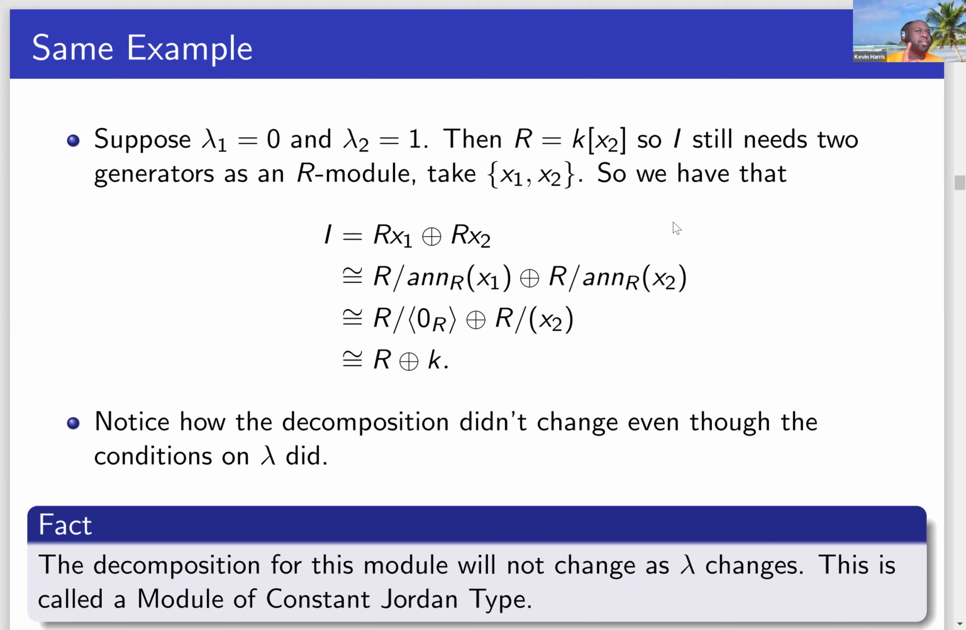Now, those modules are great, they're really cool, but for our research, me and my advisor, we like to look at modules where they don't have constant Jordan type. We like to look at the ones that do change all the time, because then determining those conditions on what lambda has to be can be really interesting, depending on what modules you're looking at.